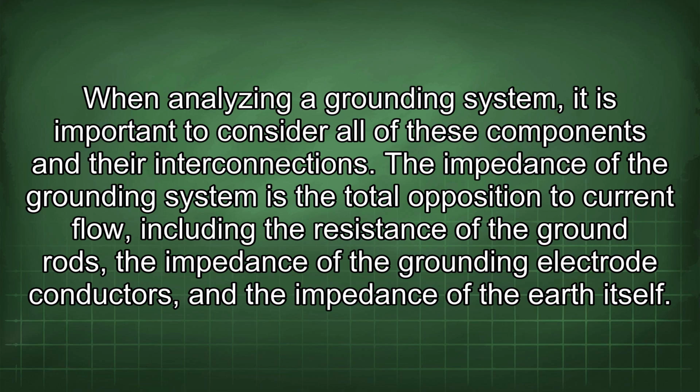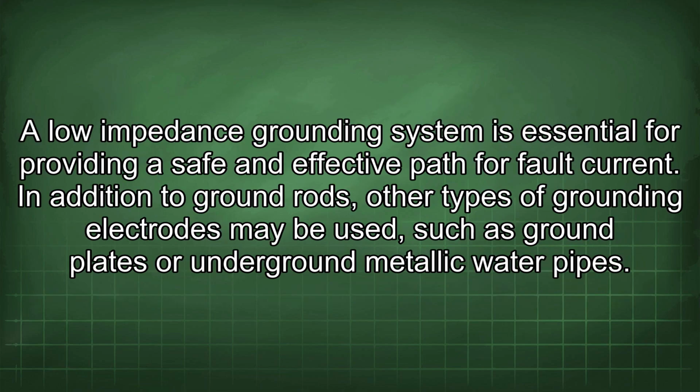The impedance of the grounding system is the total opposition to current flow, including the resistance of the ground rods, the impedance of the grounding electrode conductors, and the impedance of the earth itself. A low impedance grounding system is essential for providing a safe and effective path for fault current. In addition to ground rods, other types of grounding electrodes may be used, such as ground plates or underground metallic water pipes.